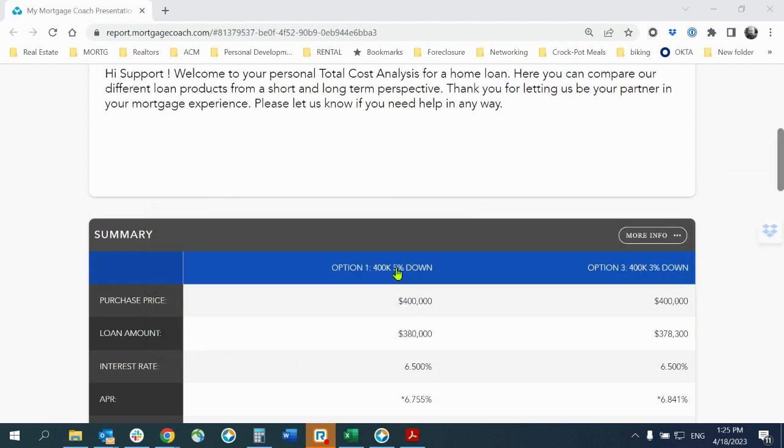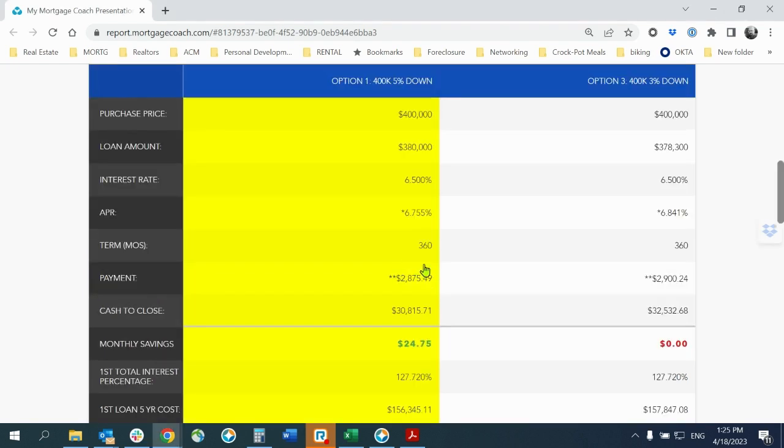So based off of this, the one that we're going to be starting with right here is a $400,000 purchase with 5% down. So starting right there, that's your purchase price. That would be your typical down payment, and this would be your monthly payment based off of exactly everything that's listed right here. And your cash to close would be $30,000 and change based off of this 5% down.